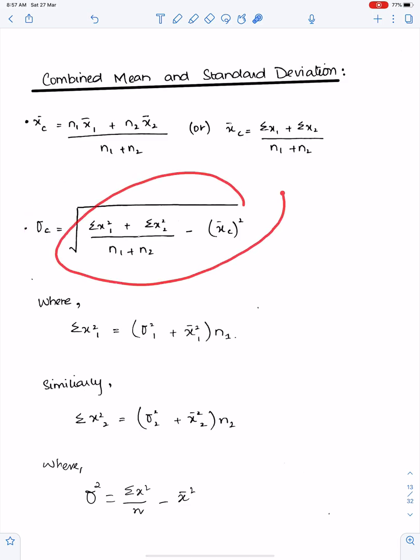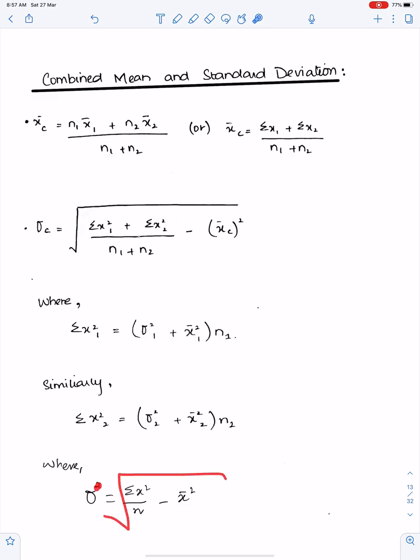This is so simple. You know this formula. If I remove this square, this is the formula of standard deviation. You just need to add sigma x1 square and sigma x2 square. Just replace this by sigma x1 square plus sigma x2 square, this by n1 plus n2. And this is combined mean.